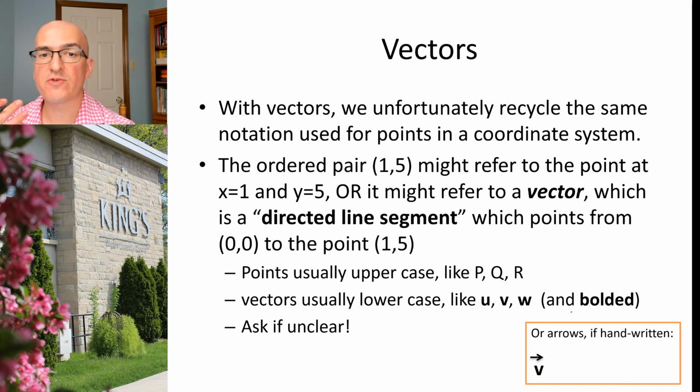There's a few things that we do to reduce the ambiguity between points and vectors. One of them is, for points, we tend to use capital letters, like P, Q, and R. For vectors, we use lowercase letters, and we make them bold.